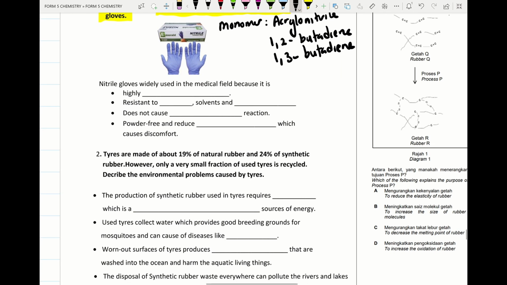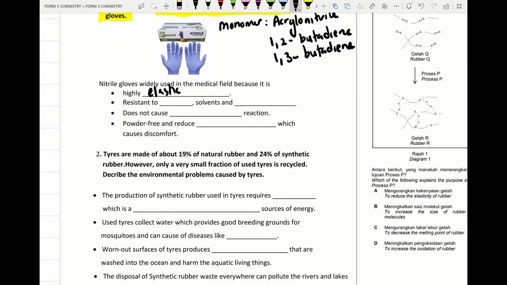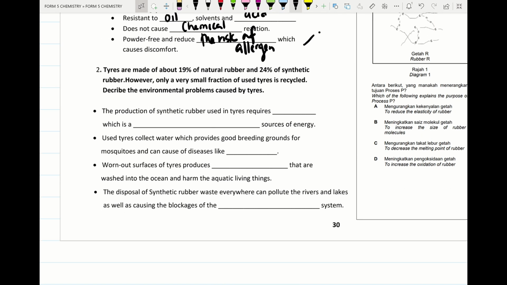All right, so the properties of nitrile rubber are highly elastic, resistant to oil, solvent, and also acid. Does not cause chemical reaction. It is powder free, which reduces the risk of allergens which cause discomfort. So this is the answer the students should write. We move on to question number 2.